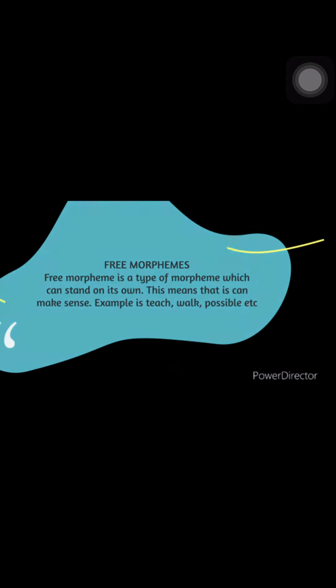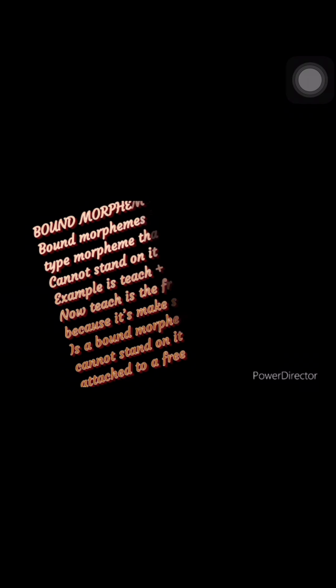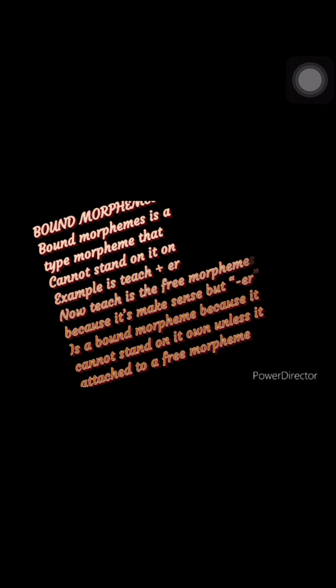Now let's move on to bound morphemes. A bound morpheme is a type of morpheme that cannot stand on its own. An example is the word teacher. Teach is the free morpheme because it makes sense, but er is the bound morpheme because it cannot stand on its own unless it's attached to a free morpheme. Now we know the difference between a bound morpheme and a free morpheme.